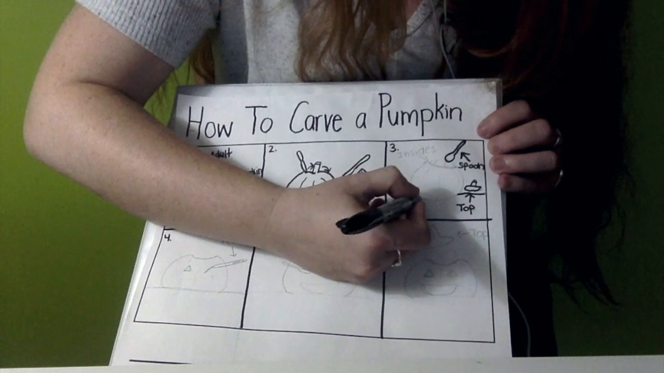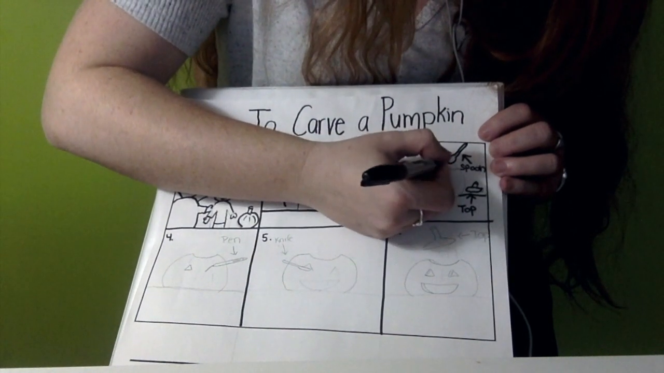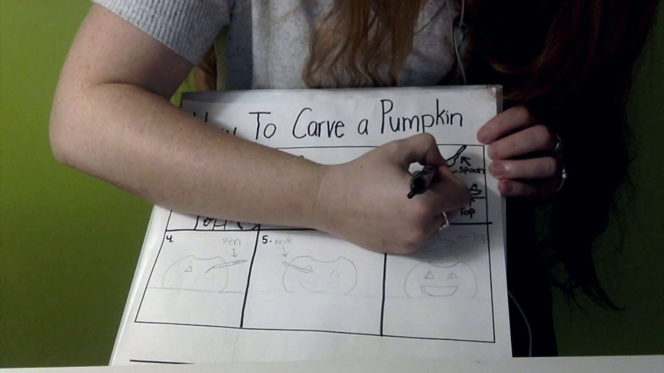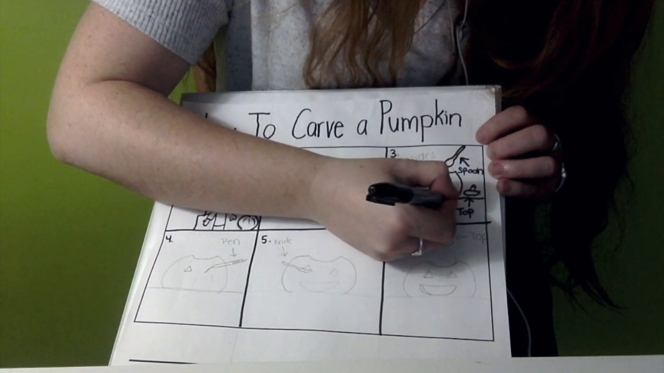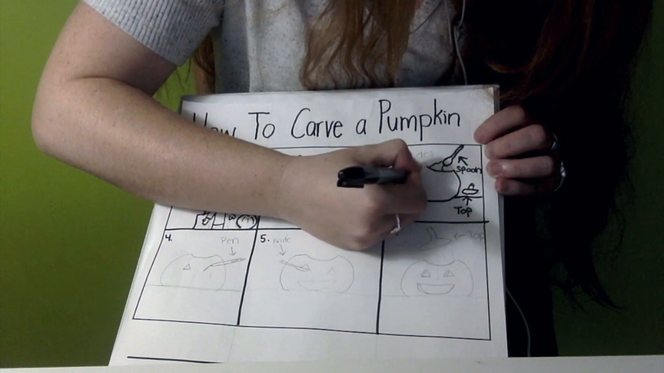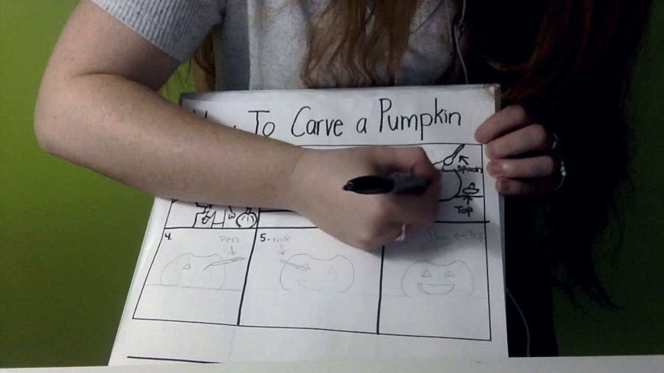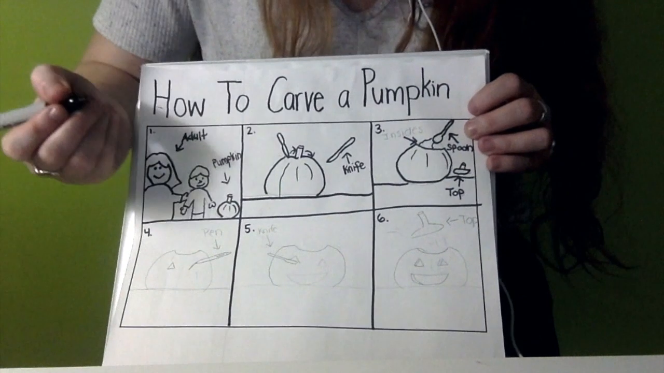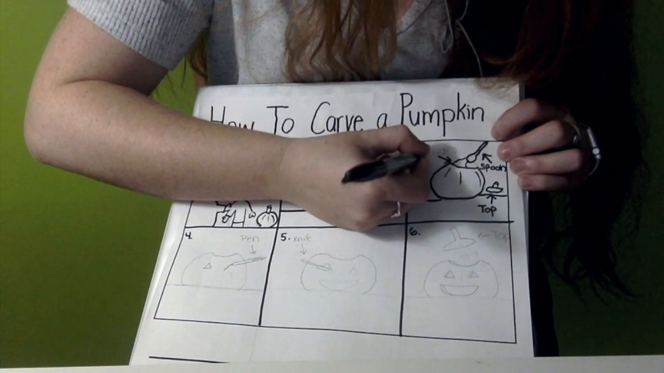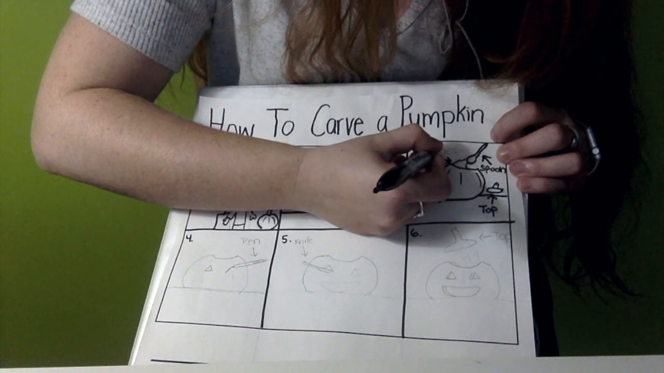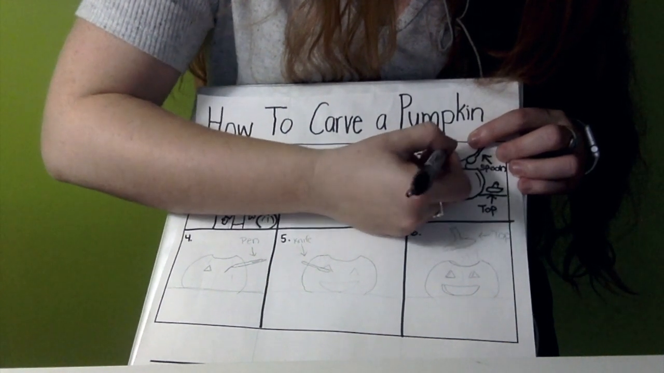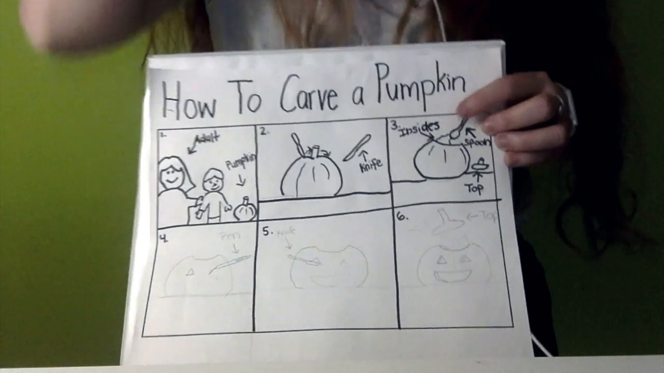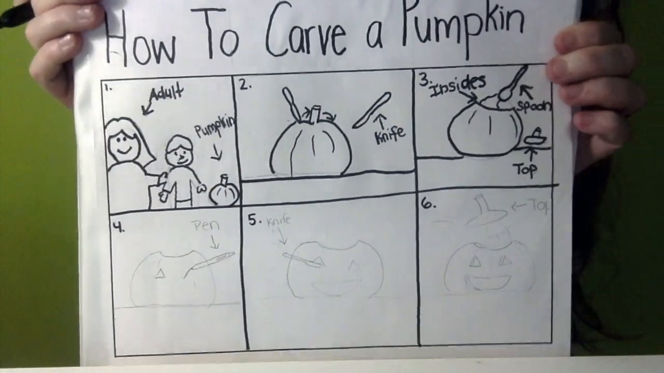Here's my flat surface or table. And here's the insides oozing out. And here's my pumpkin. And I'm going to label this, what the spoon is pulling out, as insides. That way, my audience who is looking at my pictures will know that you need to scoop out with a spoon the insides. Okay, great. That's step 3.